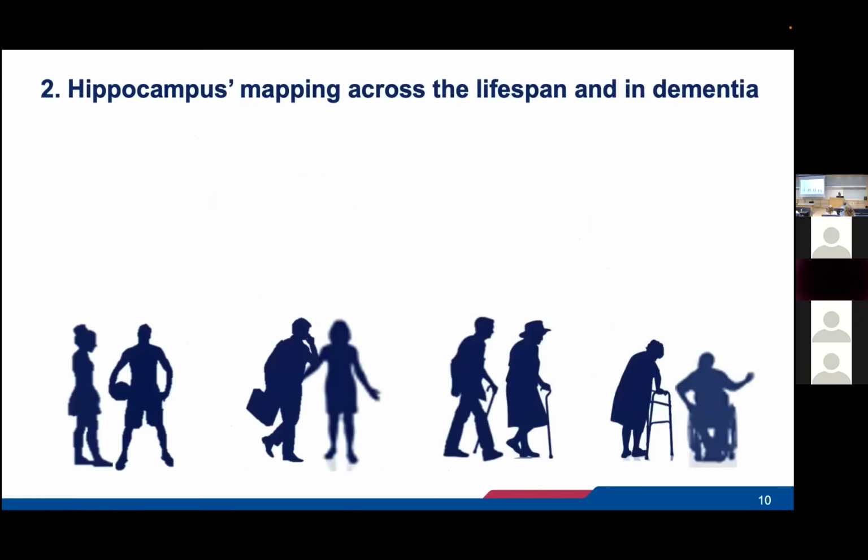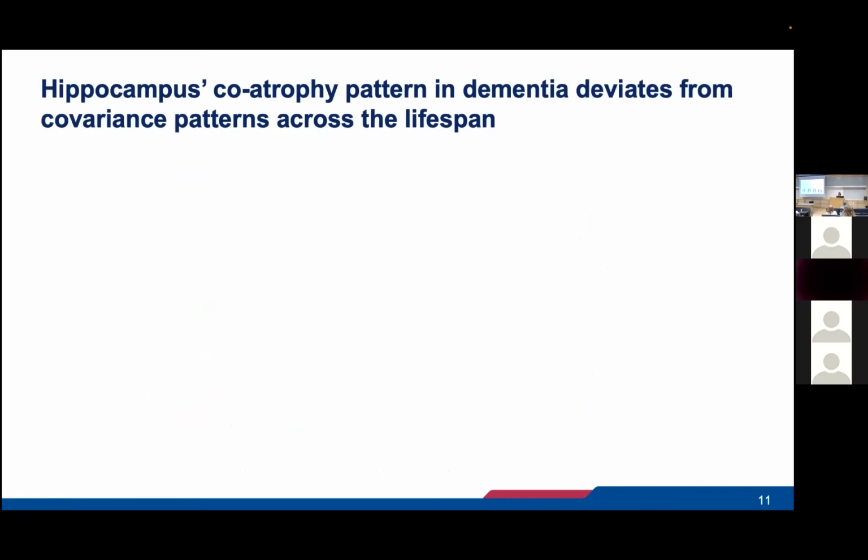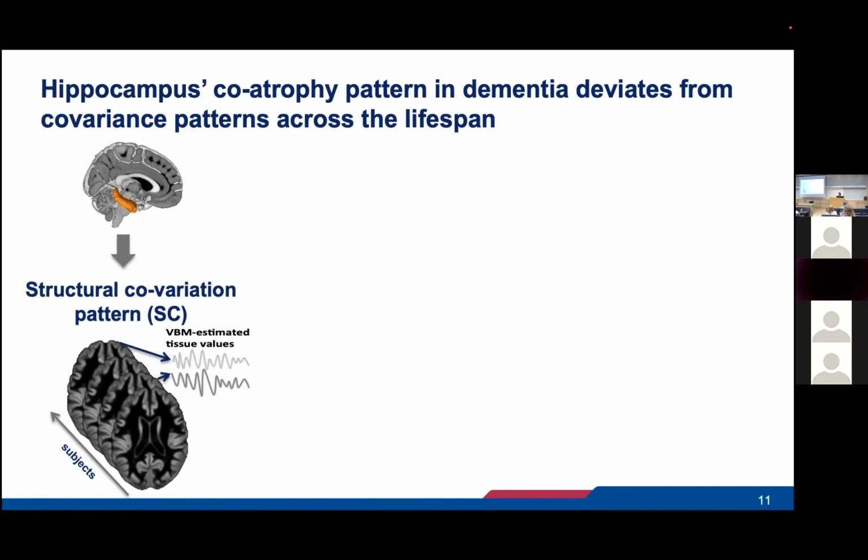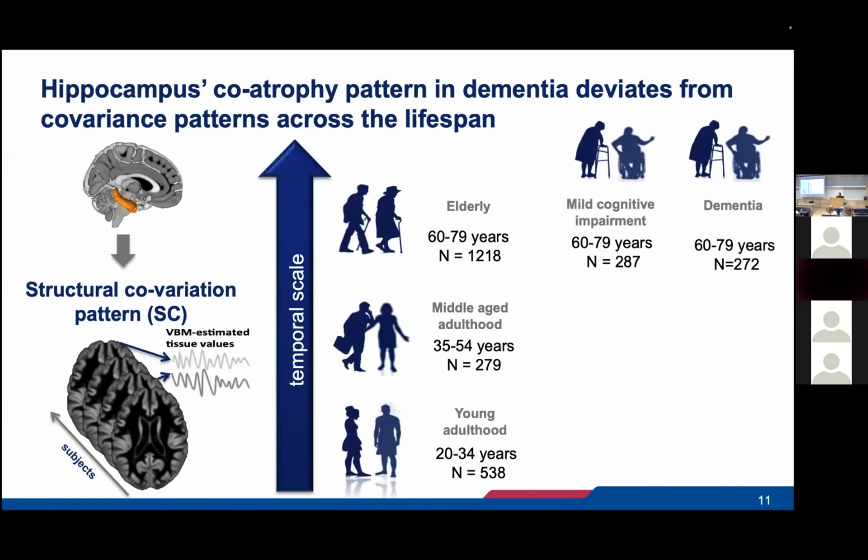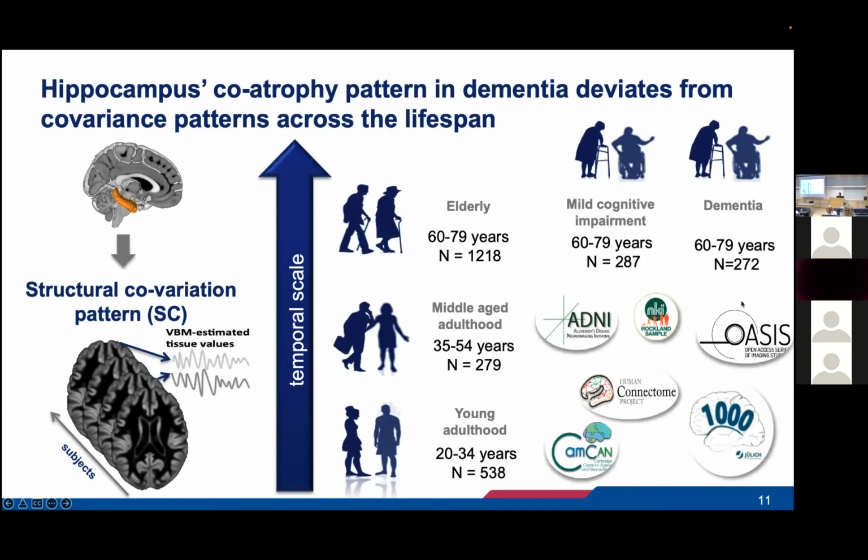So in my next study, I was interested whether there are any differences across the lifespan and in dementia. And here I focused on one modality, structural covariance. I had 5 different groups: young adults, middle-aged, elderly, then participants with mild cognitive impairment and dementia. And the data came from 6 different cohorts.